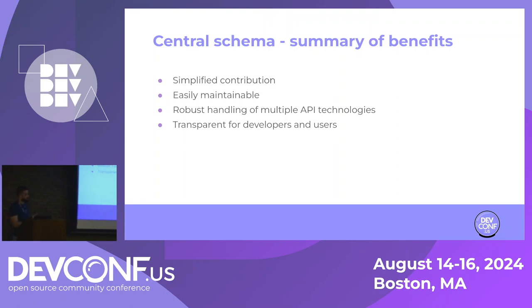So simplified contribution. Basically, anyone can be our API developer after a quick introduction into our central schema specification. The central schema also made our API more modular, more extensible, which improved overall maintainability and readiness for new changes. It is a perfect fit for preserving parity between multiple API technologies, like when we have to support GraphQL or REST with all underlying layers, validation, and others.